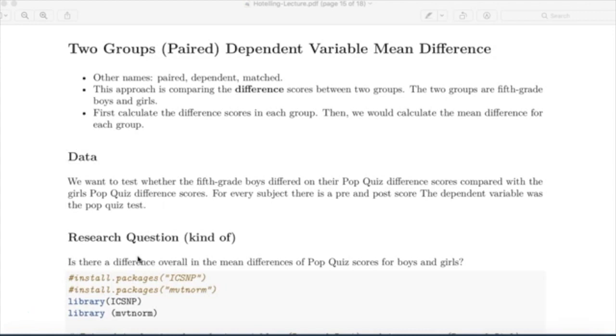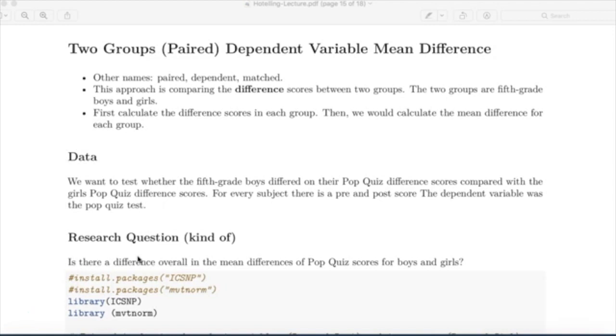Would it be easier to do like a 2x2 ANOVA? Yeah, it probably might be. Or in this case, if you want to account for the multivariate aspect of the measures, you can definitely do a MANOVA. But we're just practicing Hotelling's right now. So that's our data. We have pre and post scores for pop quizzes, and we have scores for boys and girls.